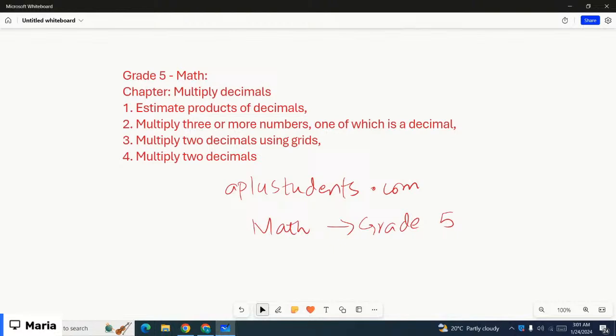And the lessons we're going to cover today are estimate products of decimals, multiply three or more numbers, one of which is a decimal, multiply two decimals using grids, and multiply two decimals. So please make sure you have your notebook and pencil so that you can note down the important examples and definitions as well.